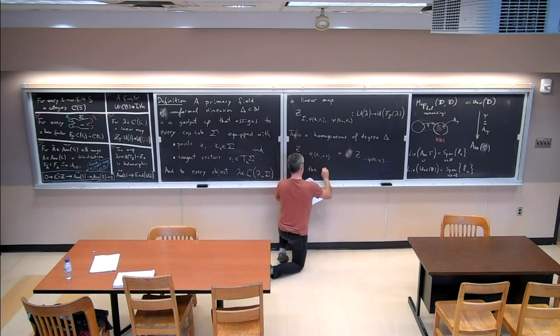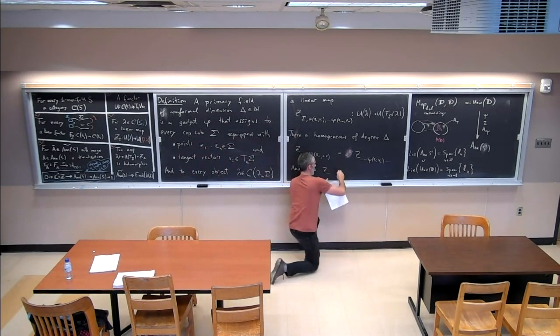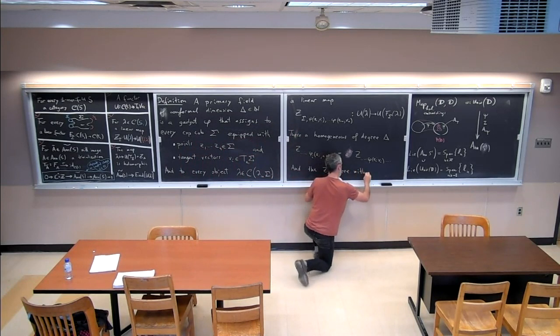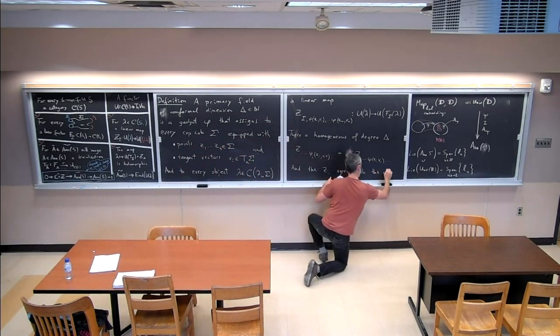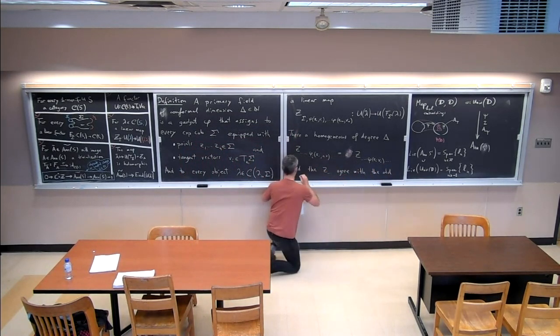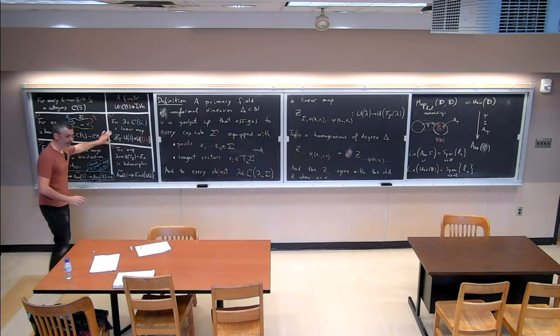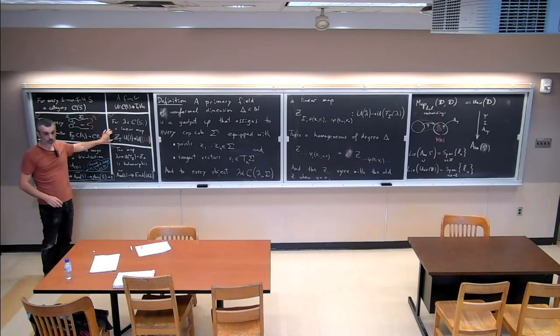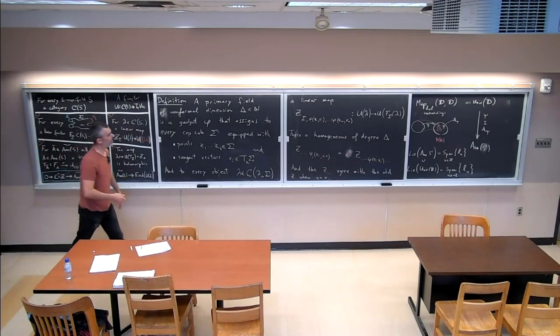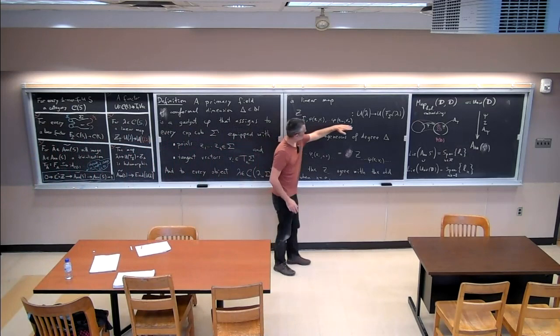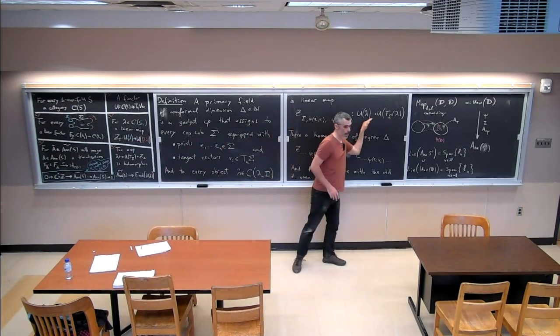And the Z with insertions agree with the old Z when n equals 0. So if you don't put any field insertions, there's already a thing called Z. You're not allowed to change that. So this is providing extra data that whenever you put field insertions, you get new maps.